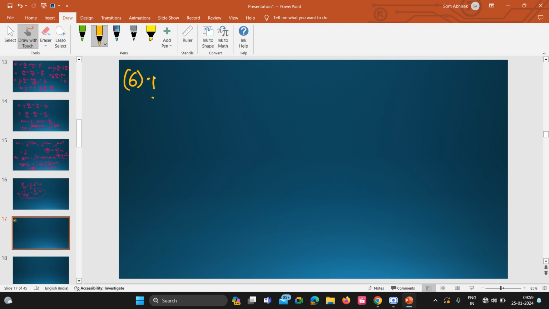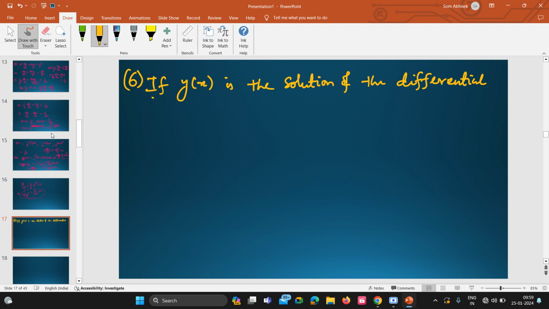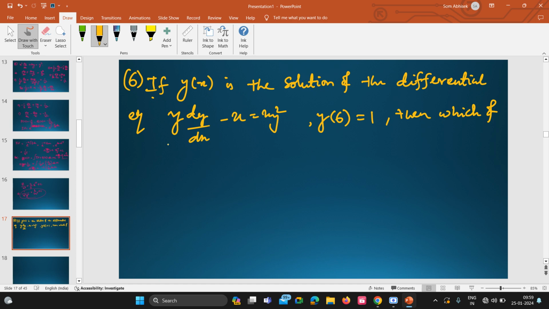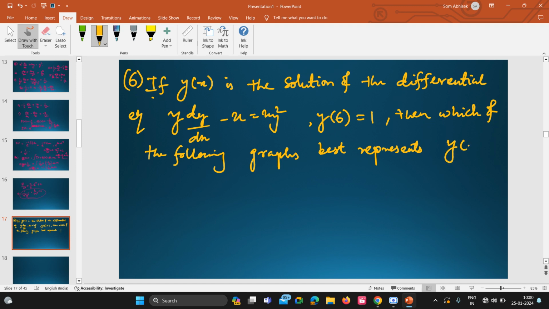If y(x) is the solution of the differential equation y dy/dx minus x is equal to 2y square, y of 6 is equal to 1, then which of the following graphs best represents y(x)? Okay, so the following are best represents y(x).